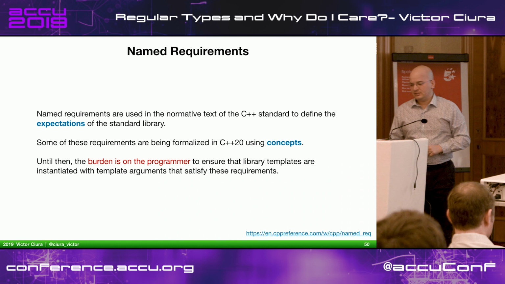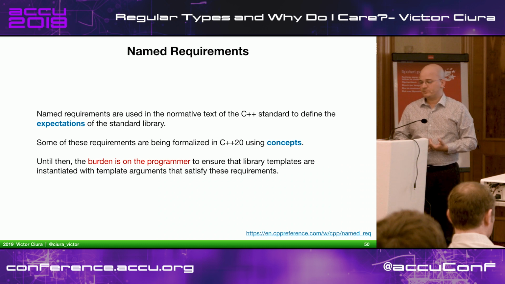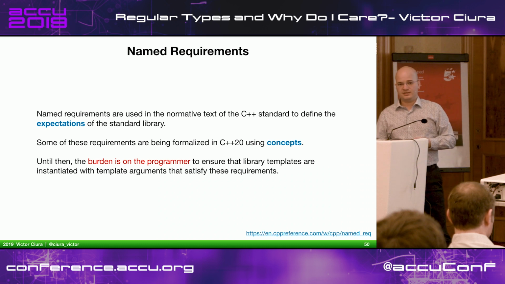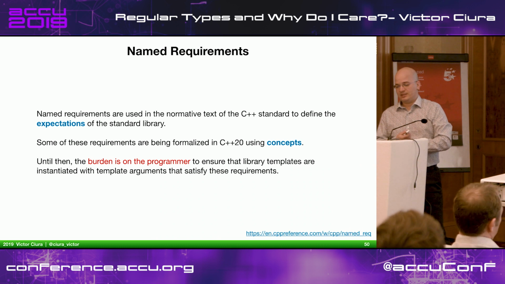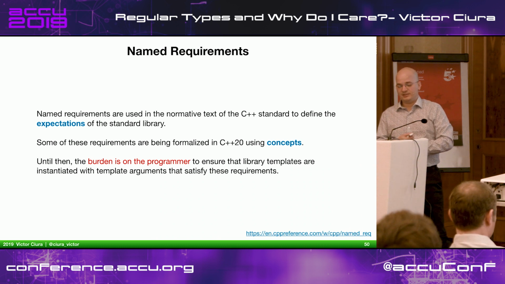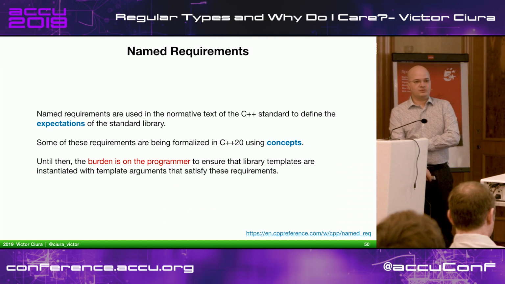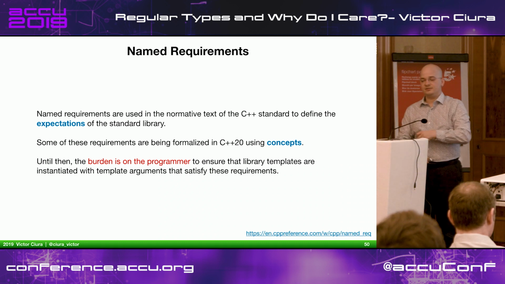Named requirements are used in the normative text of the C++ standard to define expectations of the standard library, exactly as I exposed in the introduction part. Some of these requirements are formalized as C++20 concepts. Until then, the burden is on the programmer to ensure the library templates are instantiated with template arguments that satisfy those requirements. So we're not there yet. We're not on C++20, and we do need to pay careful attention to how we use our algorithms.